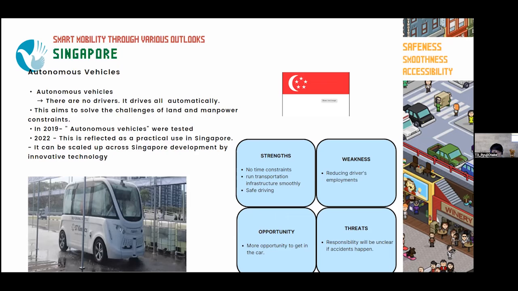I did a SWOT analysis of the subject, where the strengths are the advance of efficiency and convenience of transportation. The weakness would be reducing drivers' employment, whereas the opportunities would be increasing opportunities to ride in a car, and the threat would be unclear driving responsibility when accidents happen. Next, we are going to Germany.